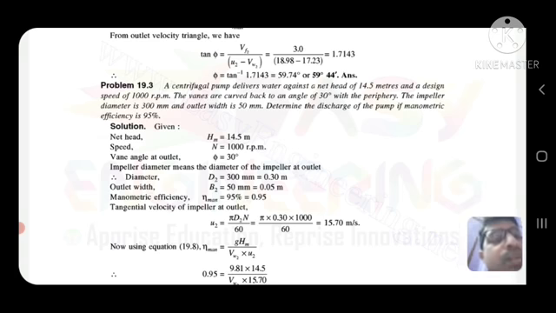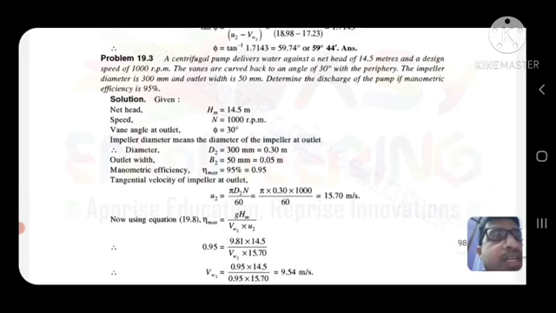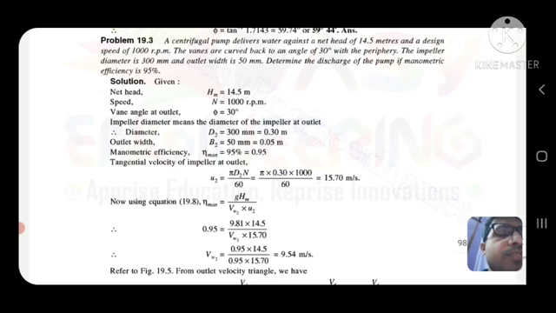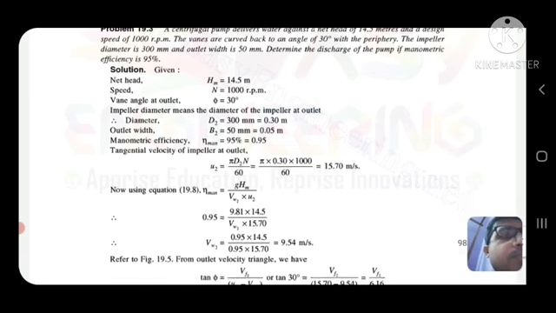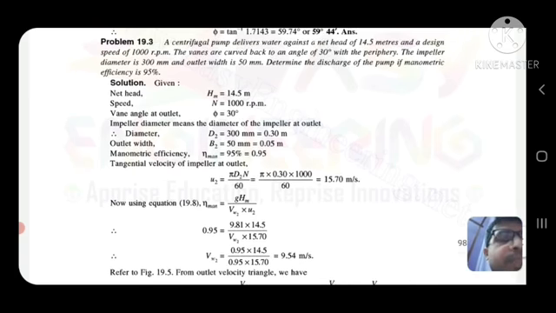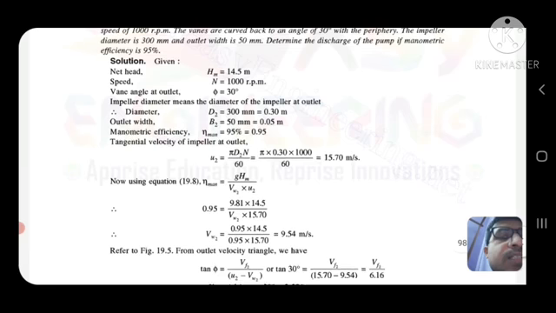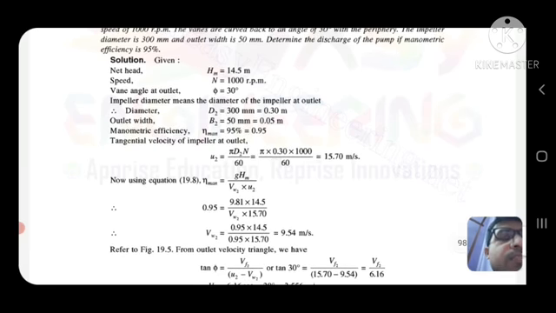A centrifugal pump delivers water against a net head of 14.5 meter and a design speed of 1000 rpm. The vanes are curved back to an angle of 30 degree. With the periphery, the impeller diameter is 300 millimeter. The outlet width is 50 millimeter. Determine the discharge of the pump if manometric efficiency is 95%.